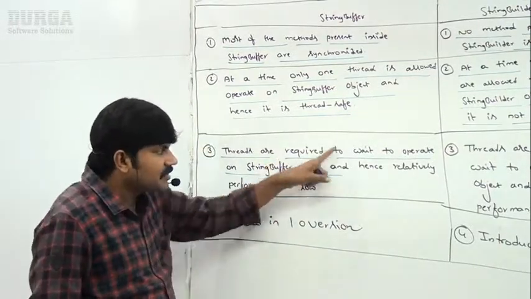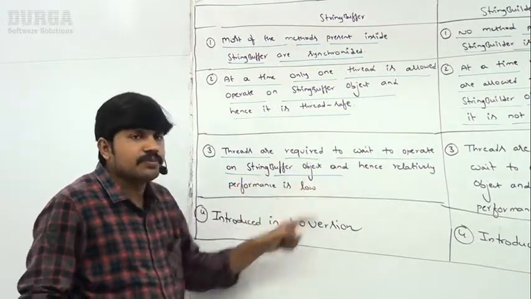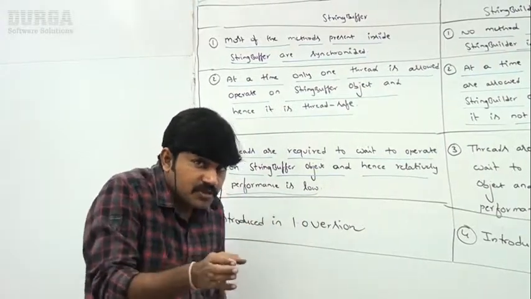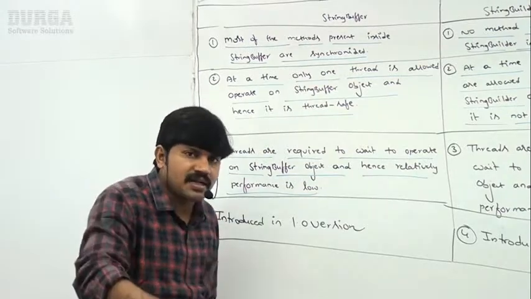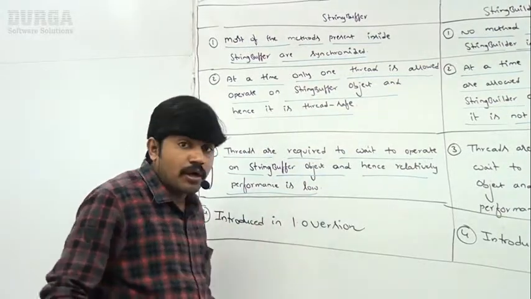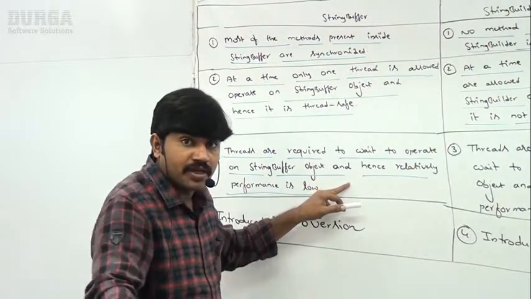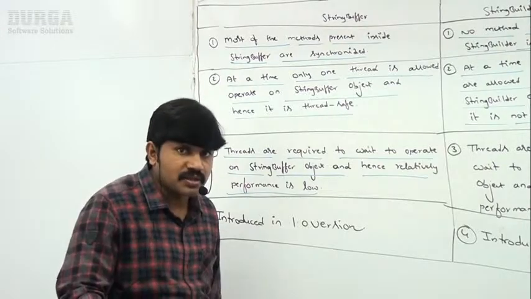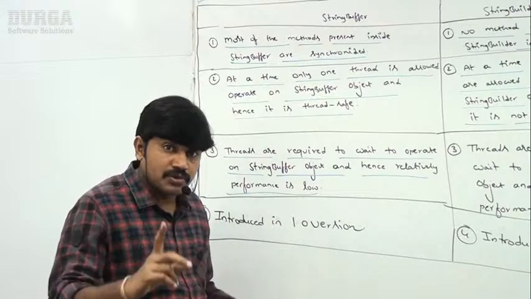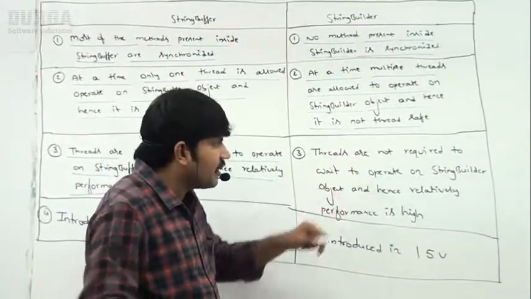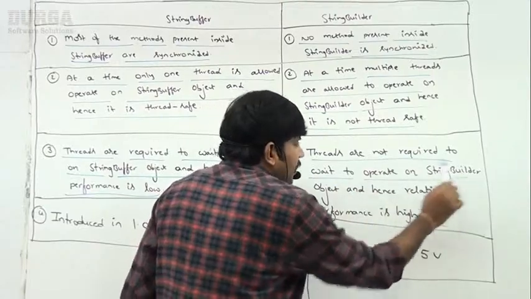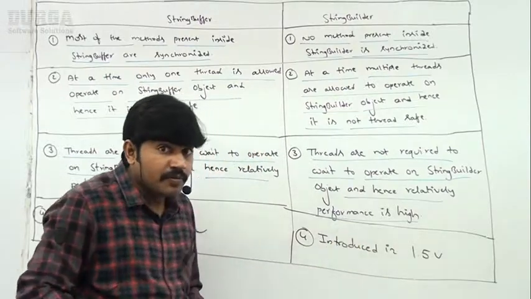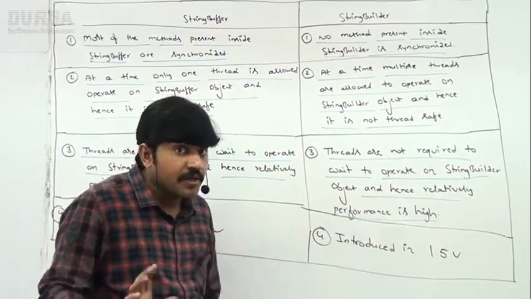Sir, next: threads are required to wait to operate on a StringBuffer object, and hence relatively performance is low. After completing the first thread, then only the second thread; after completing the second thread, then only the third thread. One by one, performance is going to be down because threads are required to wait. Until getting the chance, performance is low. But what about StringBuilder? Threads are not required to wait to operate on a StringBuilder object, and hence relatively performance is high.